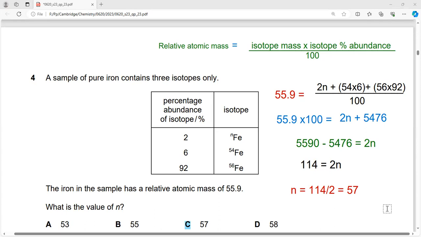So 100 is dividing on one side, on the other side it will multiply. After solving, we get 5,590 minus 5,476 is equal to 2n. So we get 2n is equal to 114. We divide by 2 on both sides to get the value of n. So the value of n is equal to 57. So C is our correct option here.